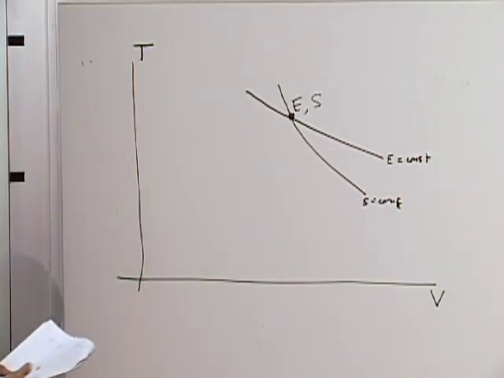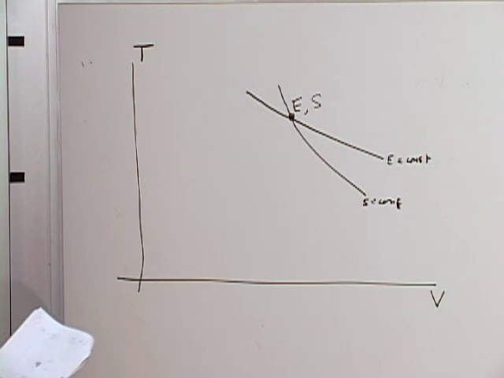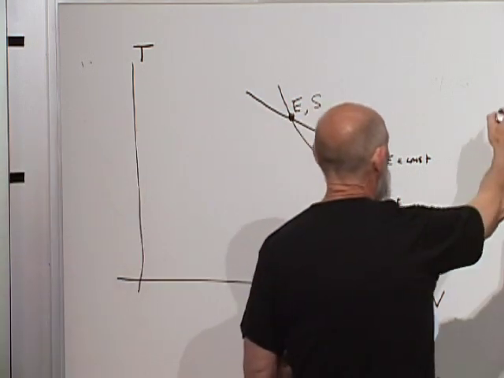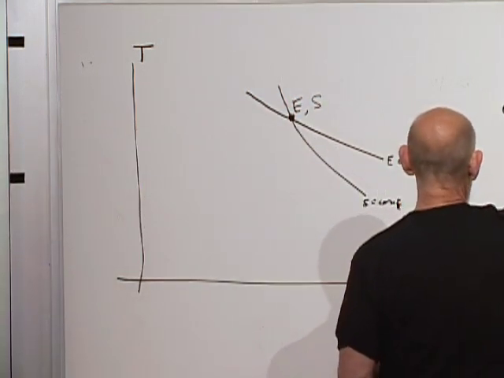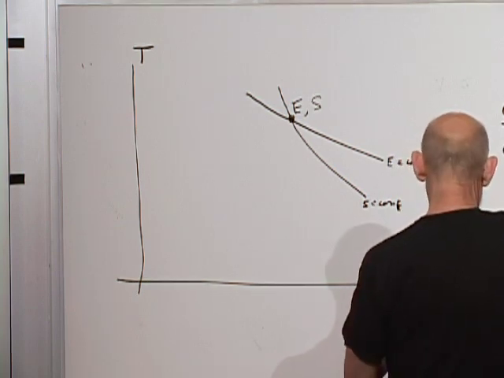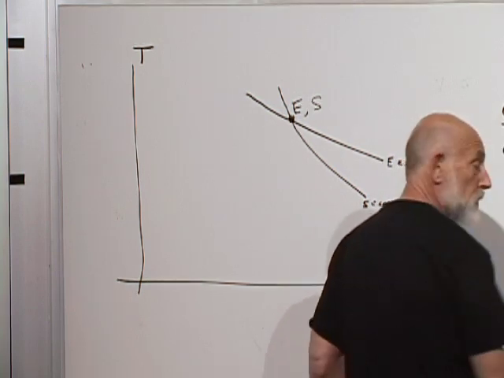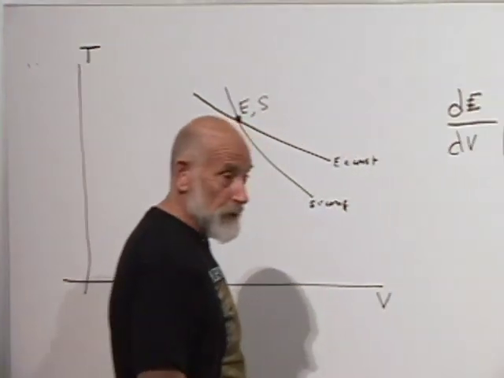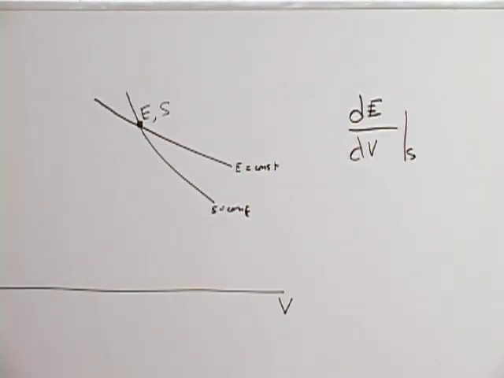Now, what do I want to compute? I want to compute the rate of change of energy with respect to volume at fixed entropy. That's the pressure, minus the pressure. But I would like to compute it in terms of derivatives with respect to temperature. I want to compute it in a different way.